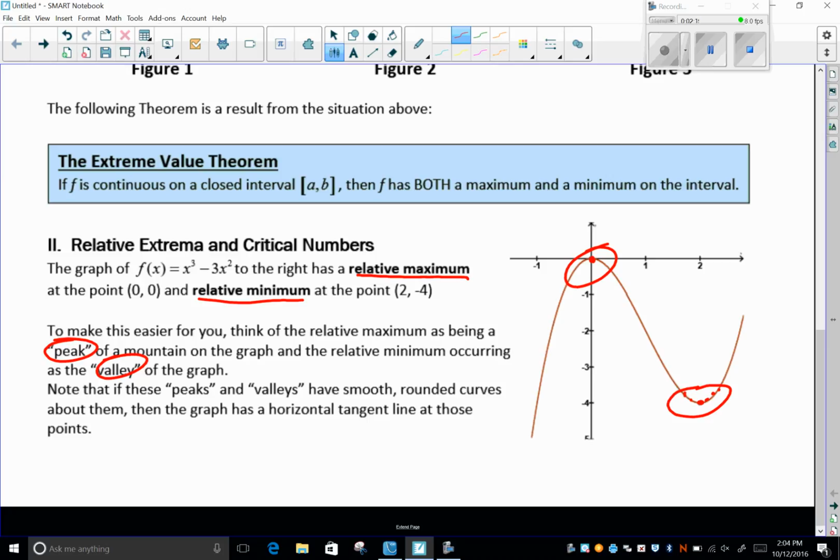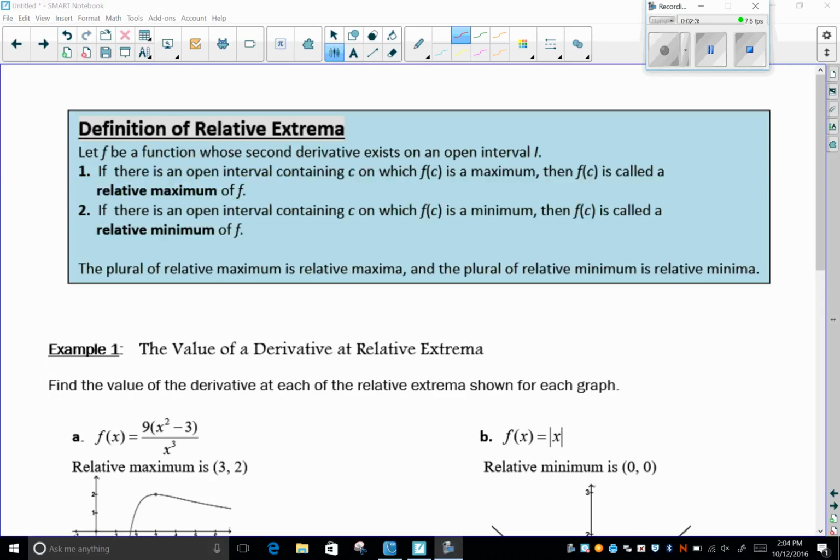Another term that's often used is, instead of relative extrema, local extrema. All right, so we'll use these words interchangeably, but we'll use our everyday language in terms of peaks and valleys most often. All right, so now we have a very formal definition of the relative extrema. Let f be a function whose second derivative exists on an open interval. If there's an open interval containing c for which f(c) is a maximum, then we call f(c) a relative max of f, and so forth and so on.